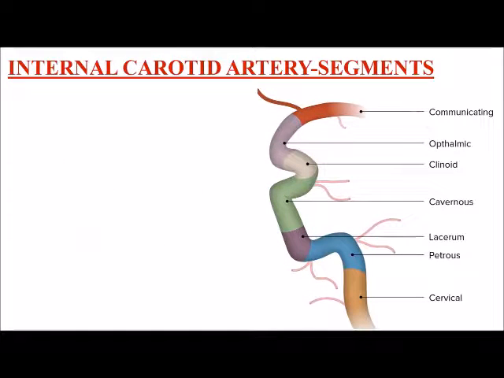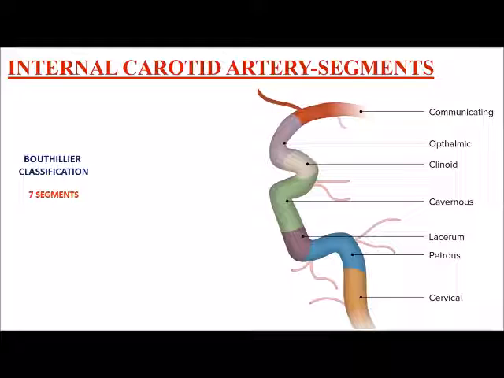Coming to the segments of internal carotid artery. According to Bouthillier classification, internal carotid artery is divided into 7 segments. It is based on angiographic and histologic appearance of internal carotid artery, and this classification is mainly used by neurologists and neurosurgeons. So, internal carotid artery is divided into 7 segments.